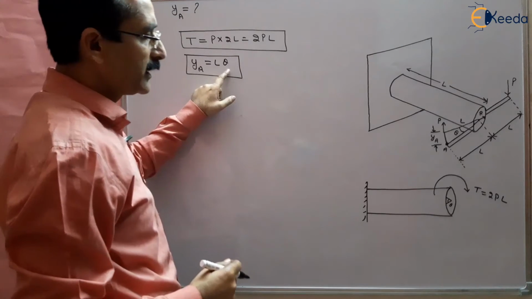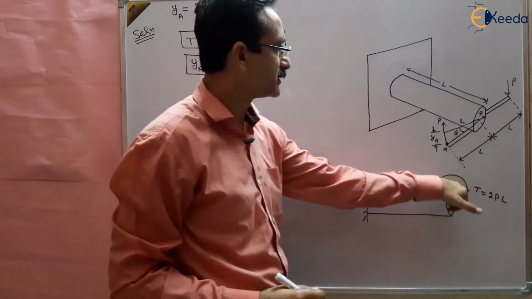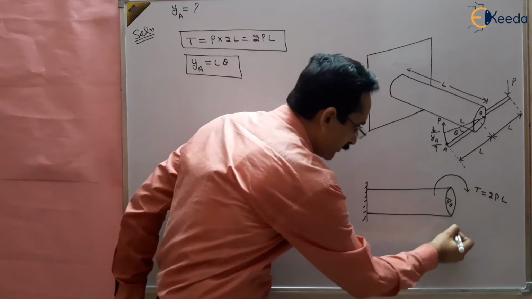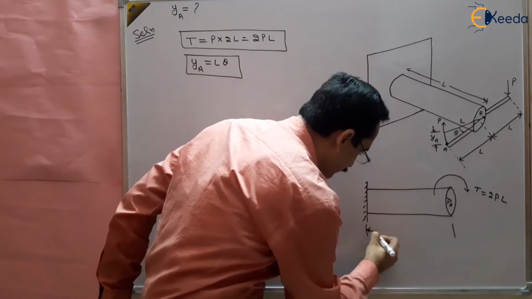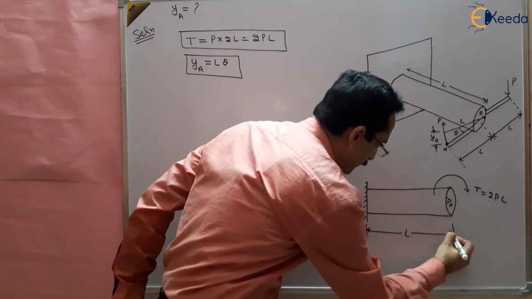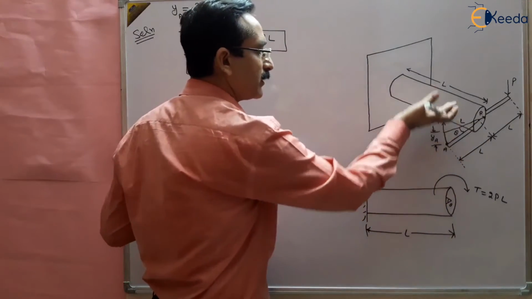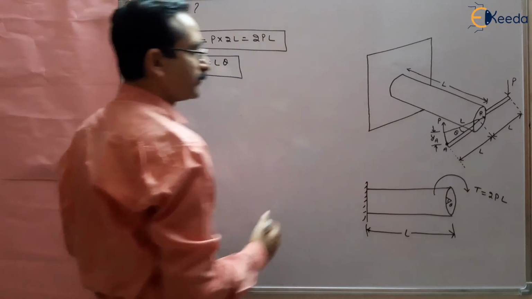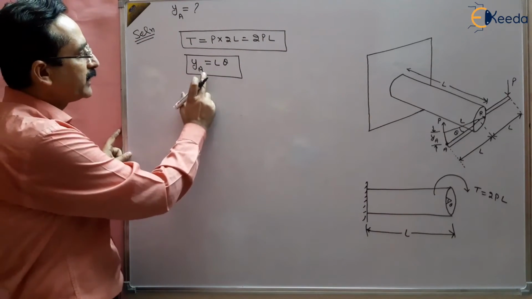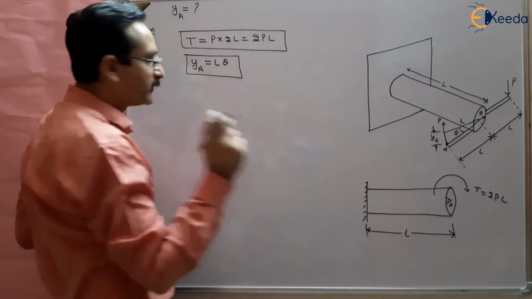So we need theta now. What is the angle of twist in this case? Theta multiplied by L will give the deformation of point A in the vertically upward direction. So YA is equal to L theta, and we have to find out basically the angle of twist.